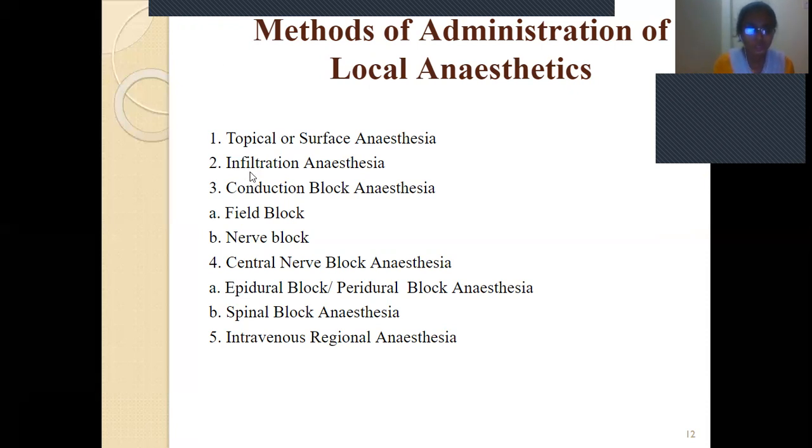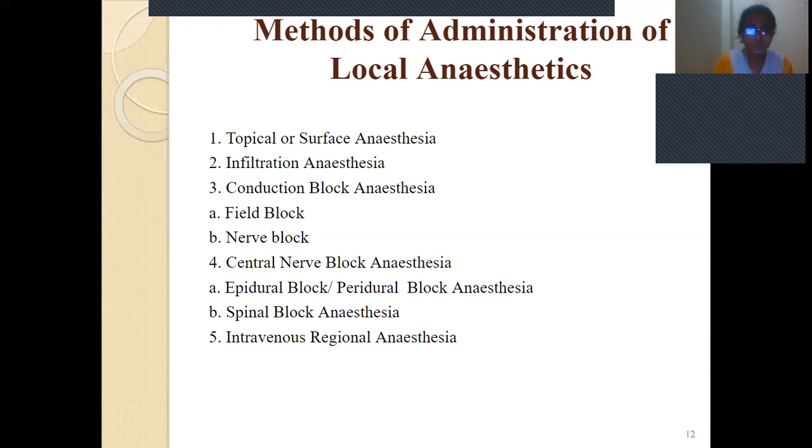Next is infiltration anesthesia. It is applied or injected just under the skin to block the nerve terminals. The drugs we can apply as infiltration anesthesia are lidocaine and mepivacaine. It will affect the nerve terminals, so nerve terminals will be affected in infiltration anesthesia.